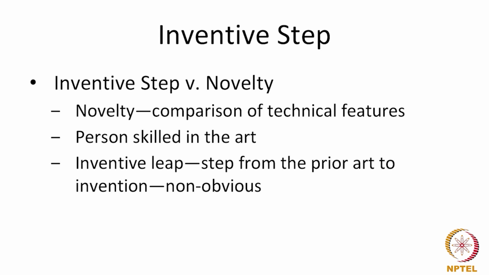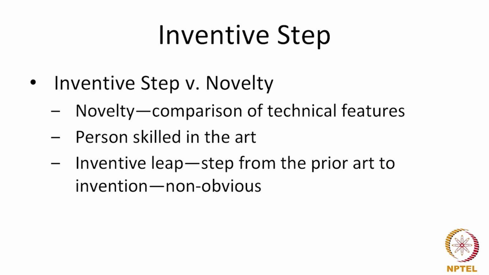We just understand an inventive step as a step from the prior art to the invention, which is a non-obvious step. A person in the art would not obviously take that step. It is non-obvious, which means not every person in the art who has the knowledge of the art would take that particular step. Now, there are yardsticks for determining what that step is.